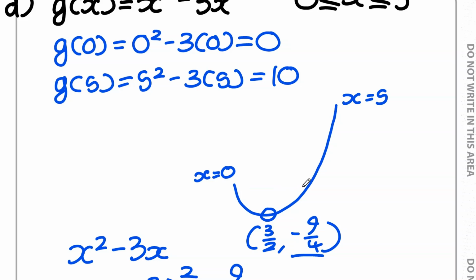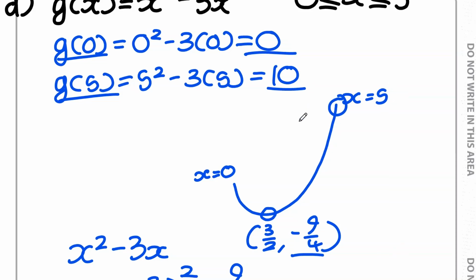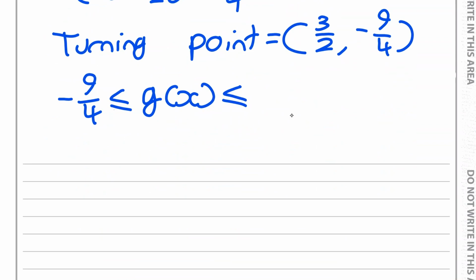It could be the other way around, for example, where this is the higher value. However, we subbed it in, and we found that g(0) is equal to 0 and g(5) is equal to 10. So this is the case here where this is the maximum point, where x is equal to 5. So the maximum value is 10.